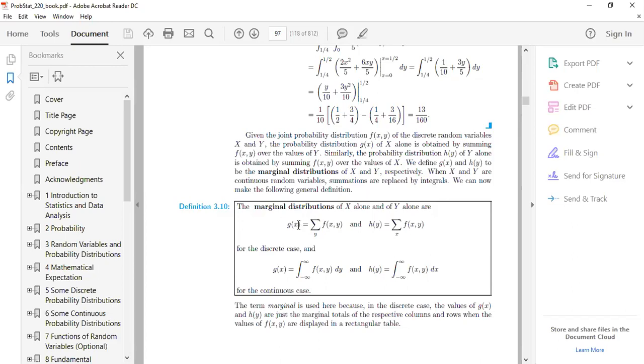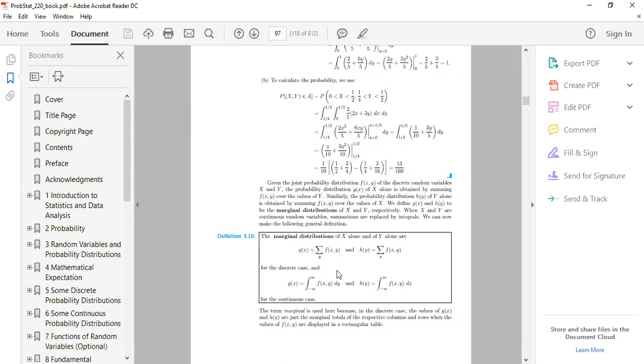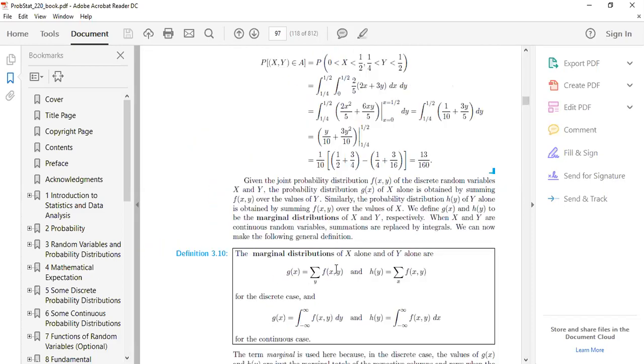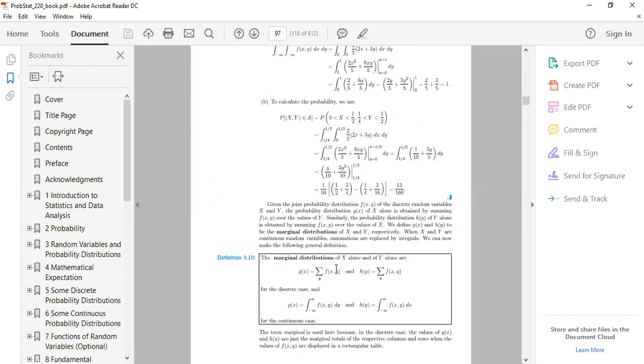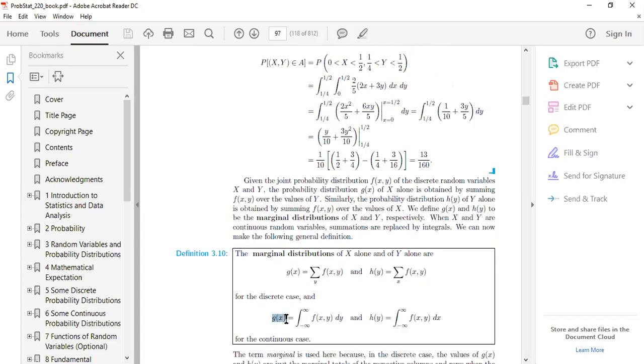This is your discrete case, but continuous case, g of x equal to the integral of f of xy dy. Please keep in mind this thing. This is g of x and here it is f of xy dy. And reverse way over here, h of y, and here it is dx. So please keep in mind this thing, g of x equals the integral from negative infinity to infinity of f of xy dy, h of y equals the integral from negative infinity to infinity of f of xy dx. So we are going to use this marginal distribution function for our case.